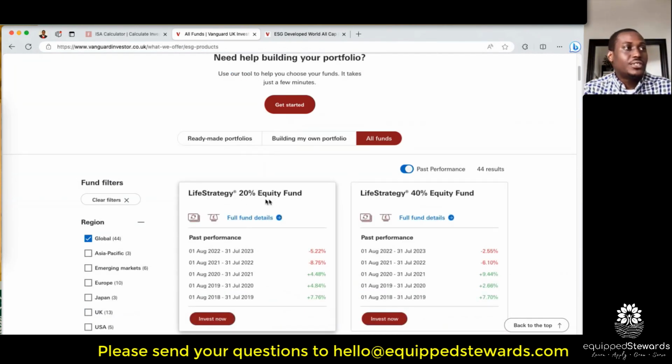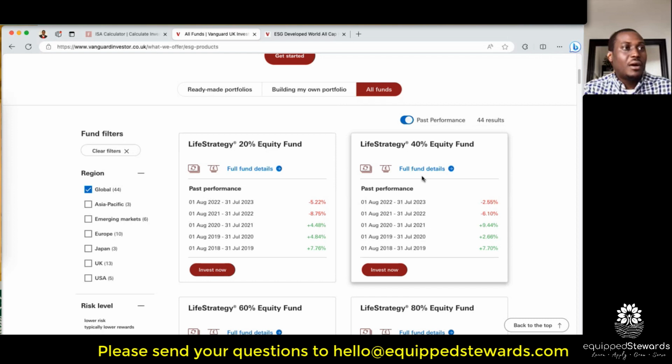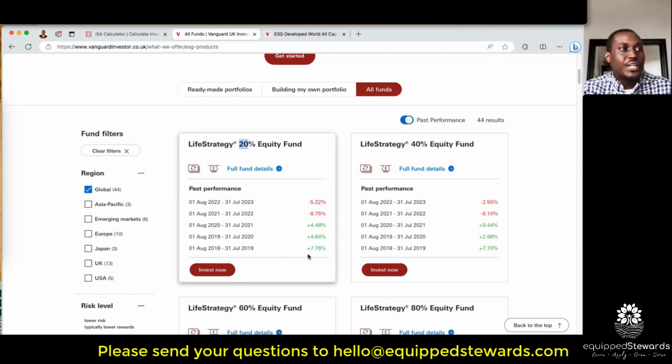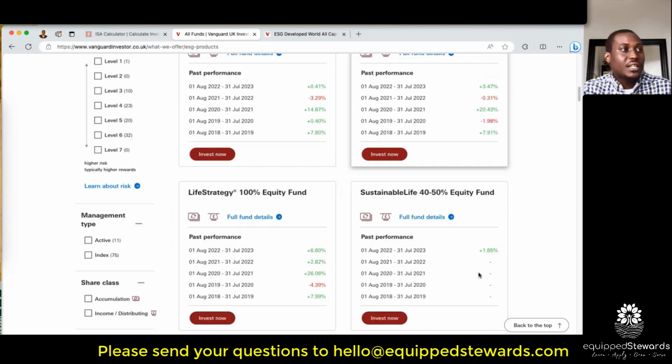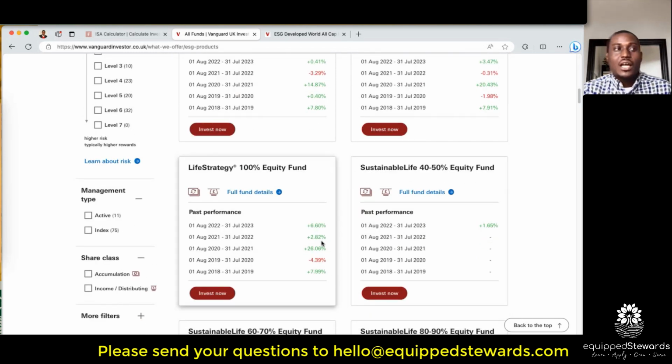So these Life Strategy Funds will give you a balance between the percentage of bonds and the percentage of equity. So if you have 20% bonds in your portfolio, this is what the performance looked like in the past few years. If you have 40% of bonds, you can see the performance. If you have 60% equity, you can see the performance. 80% equity, you can see the performance. If you have 100% equity, you can see the performance. So equity tends to outperform. So if you are younger, you might want to take more risk, but then at the same time, as you grow older, you need to de-risk your portfolio so that when you are retiring, you have some money to spend.